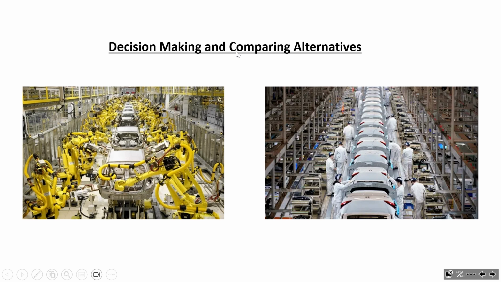So a mutually exclusive alternative is what we use to describe when you're only going to choose one option. You wouldn't do the robots and the humans. You're going to do one or the other. So that means that these two options are mutually exclusive.